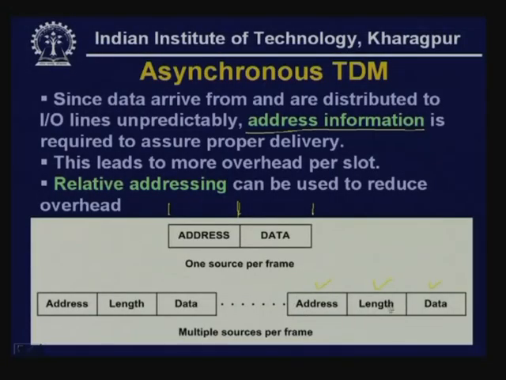So, this additional information that needs to be sent through the transmission media has to be minimized, and to do that sometimes we make use of relative addressing, so that the number of bits required to specify the address is smaller. And sometimes we can use fixed length, or the length also can be specified in some special way, so that the length field is smaller, so that the efficiency of asynchronous time division multiplexing is more.